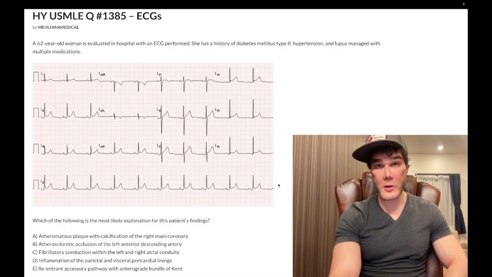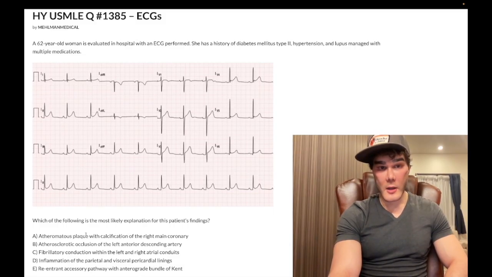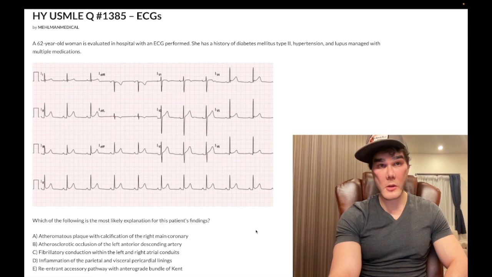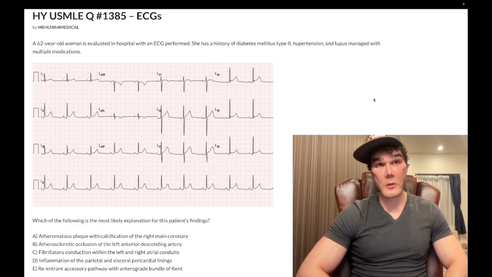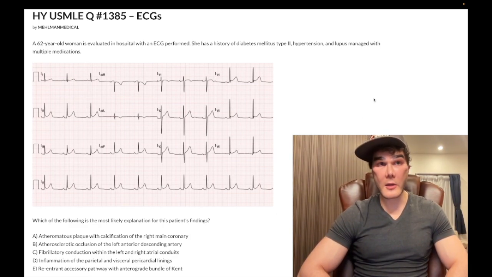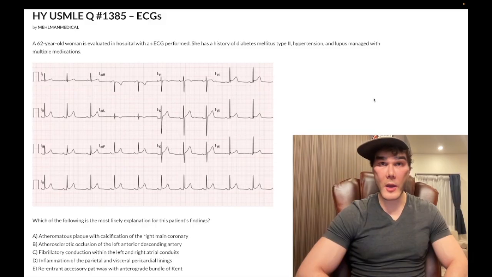So let's just whip through some of the other answers here. Choice A, atheromatous plaque and calcification of the right main coronary. Well, that's going to be an inferior infarct if we had isolated ST elevations in 2, 3, aVF.